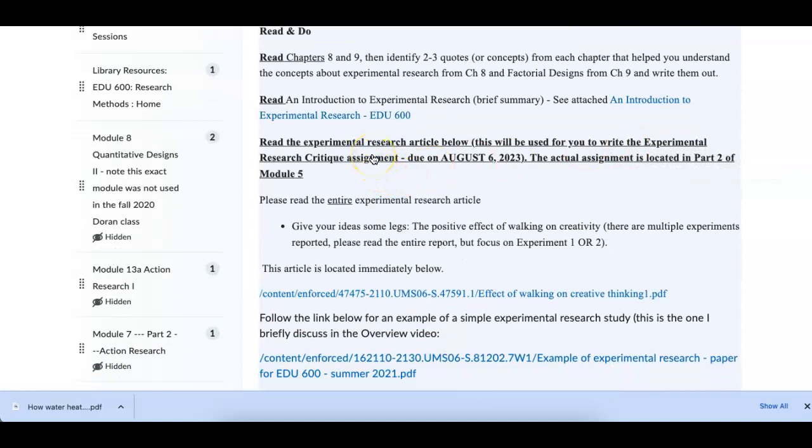Read the experimental research article. Now, this is the article that you are going to write your critique on. It is not a group critique, it is your particular critique. So this is the article.